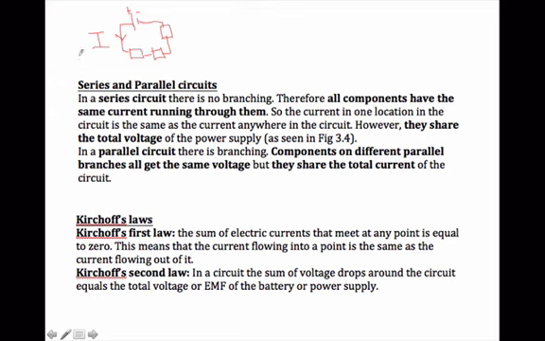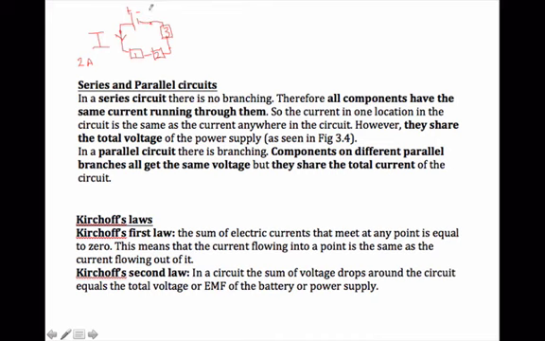So, if I knew that the current was 2 amps at this point here, because there's no branching, I know the current everywhere. I know the current flowing through resistor 1 has to be 2 amps. I know the current flowing through resistor 2 has to be 2 amps, and I know the current flowing through resistor 3 has to be 2 amps. And the same in these wires here. There is no branching, so the current in one place will be the same as the current in every place.